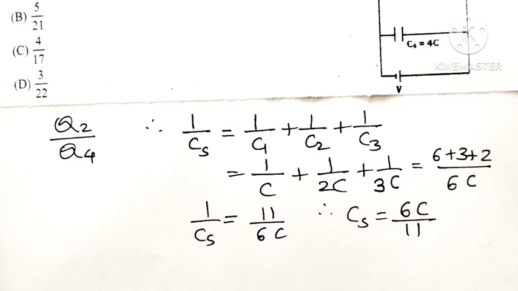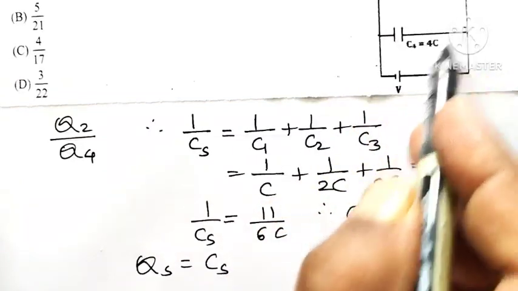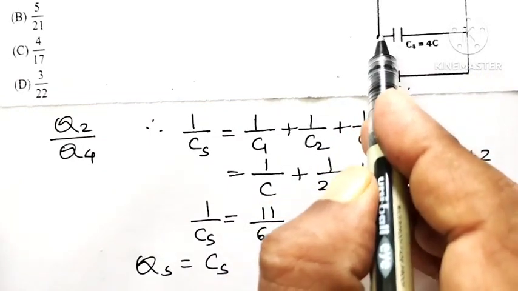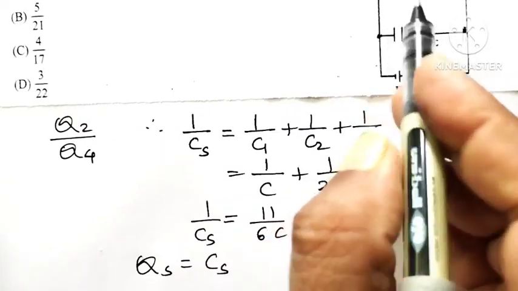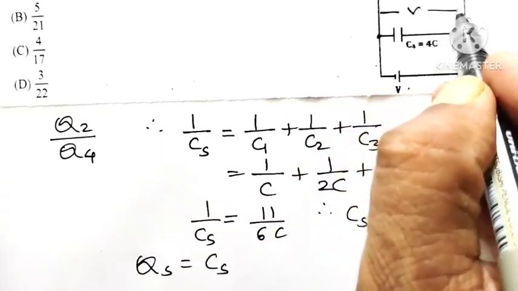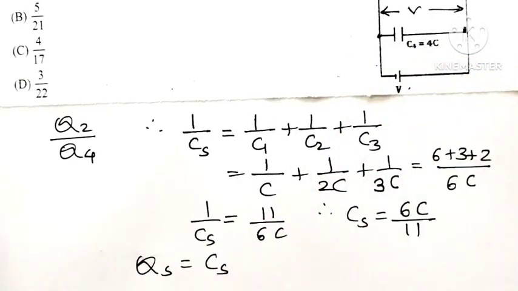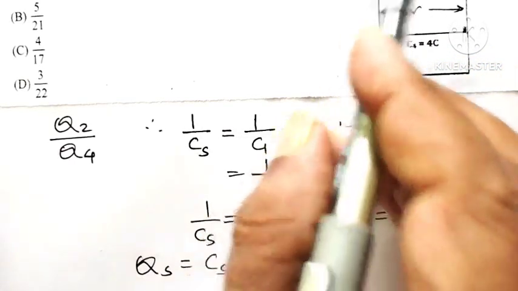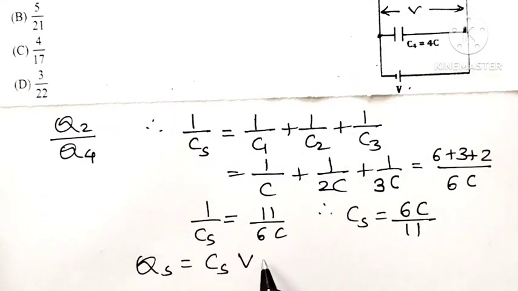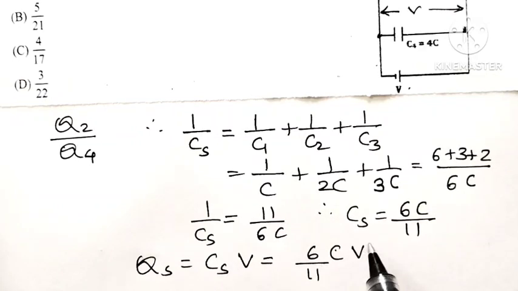Because the 3 capacitors C1, C2, C3 are all connected in series, the charge stored in the series combination Qs is equal to Cs into the potential difference, as the series combination is connected across a battery. So what is the effective potential difference across the series combination? It is V. So the charge stored in the series combination is Cs into V, that is equal to 6 by 11 C into V.